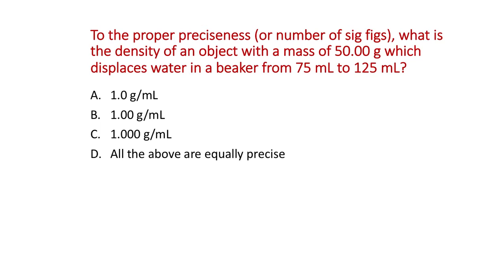Okay, so to the proper preciseness of sig figs, we have an object that is 50 grams, 50.00 grams, that displaces water in a beaker. So you use a beaker, you take water from the 75 milliliter determined volume up to 125 mils. What do you guys think the density is of this object? So let's write this out. We have grams for our mass, our volume.